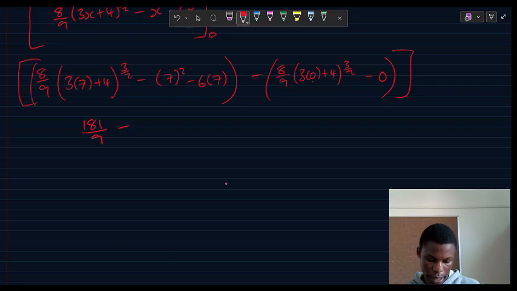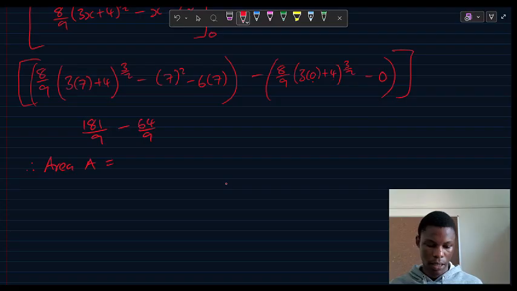8 over 9 times 0 plus 4 raised to the power of 3 over 2 minus 0. So 64 over 9. And so the area of region A has to be 181 minus 64 over 9. That's 13. That will be our answer for part A. Then we've got part B.